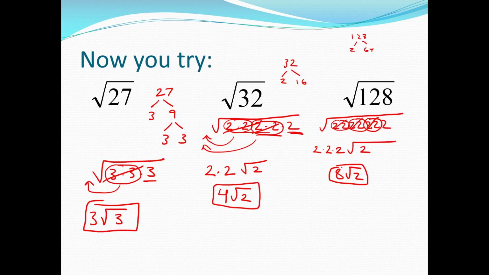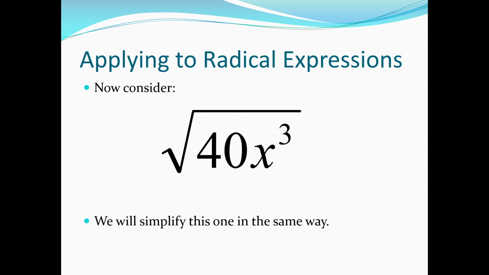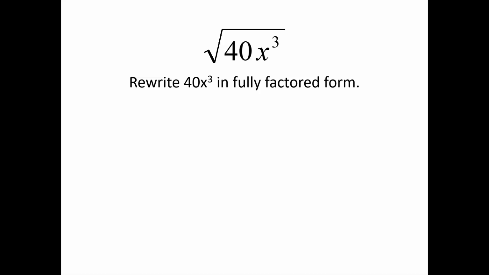Okay, so with numbers, we factor them out. We find common factors, and then we pull out pairs of common things. When you have variables, it's not any harder because a variable really just stands for some number, so we're still going to pull out pairs of x's or y's or whatever they happen to be. Okay, so we're going to look at this example now. 40x cubed. Again, I'm going to write this in fully factored form. You will still make factor trees for the numbers if you need to.